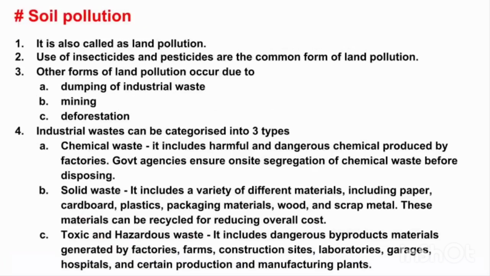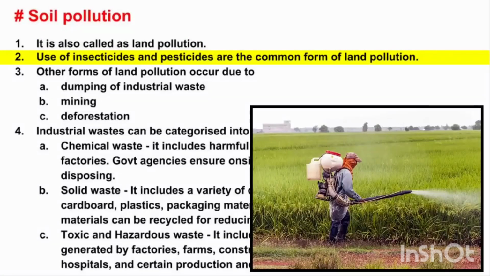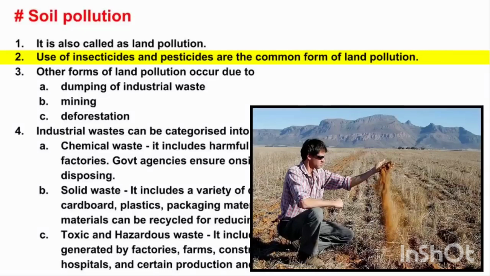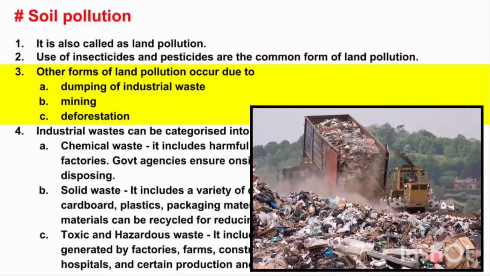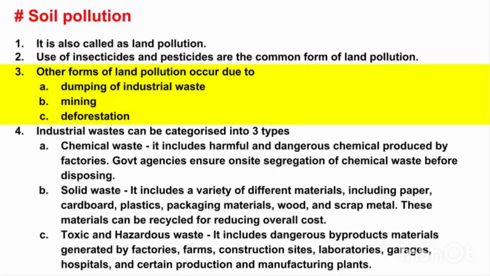The third one is soil pollution. This can also be called as land pollution. The most common form of land pollutant you can think of is the use of insecticides and pesticides. Overuse of these chemicals can lead to exhaustion of the nitrogen compounds from the soil, making it unfit for plants to grow. Other forms of land pollution occur due to dumping of industrial waste, mining, and deforestation.